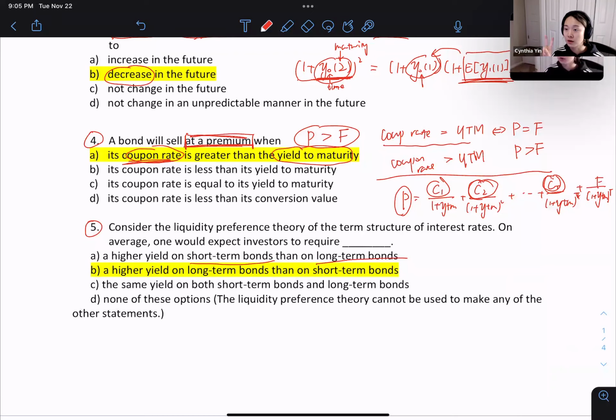Because of that, there will be a liquidity premium that increases the yield to maturity of the long-term bond. In other words, B is right because this is exactly the definition. You would expect the investor to require higher yield on long-term bonds because, as I just explained, they want to get compensated for locking their money. They require higher yield if they have to lock the money for a long time. Okay, so that's why long-term bonds will have higher yield than short-term bonds.